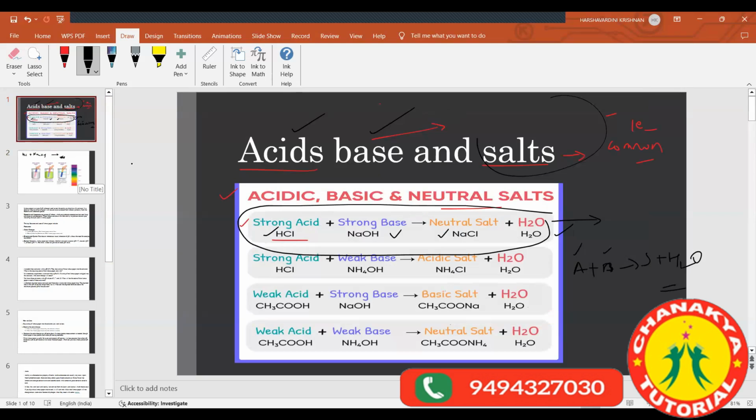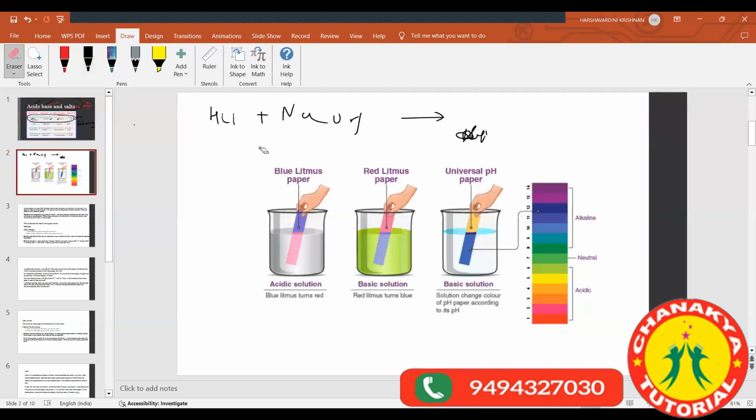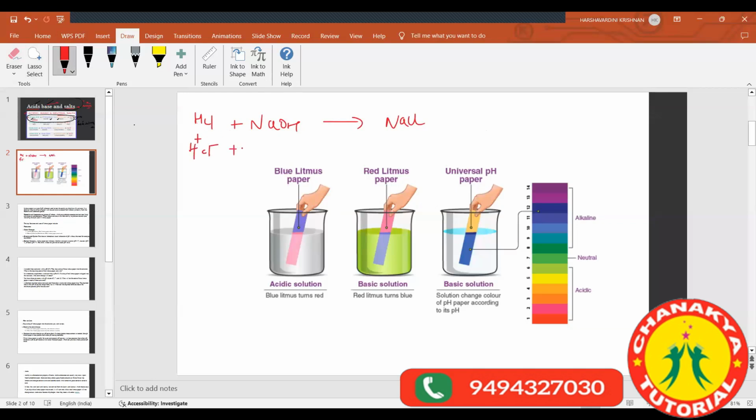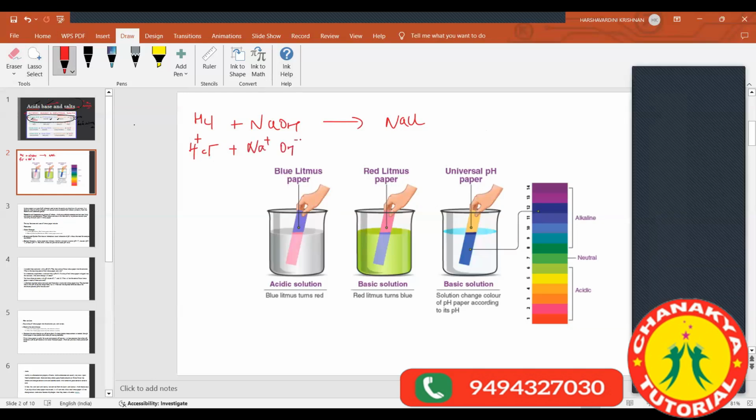So how does the equation go? Equations play an important role. We won't have very deep equations in 7th standard, but you should still know the basic things. HCl plus NaOH gives you NaCl. How does it actually react? H plus and Cl minus ions combine to form HCl. Like that, Na plus and OH minus ions combine to form NaOH. Don't worry much. Just listen to what I'm saying.